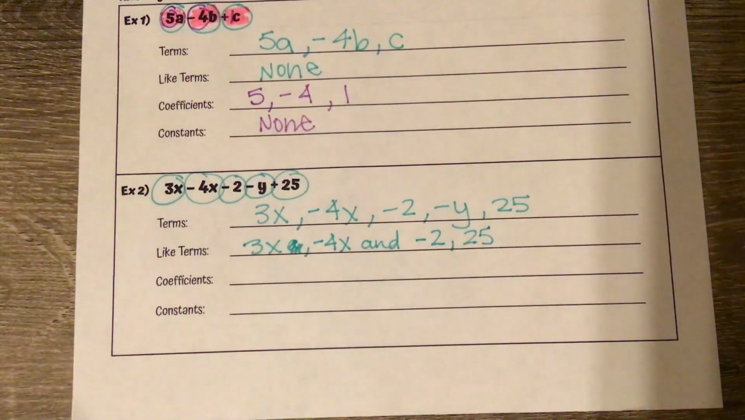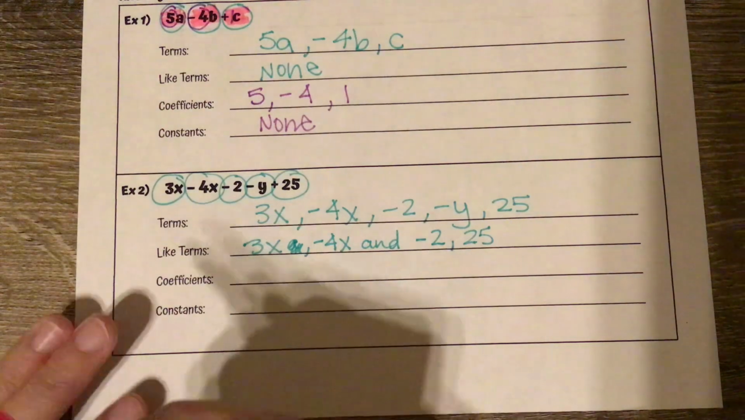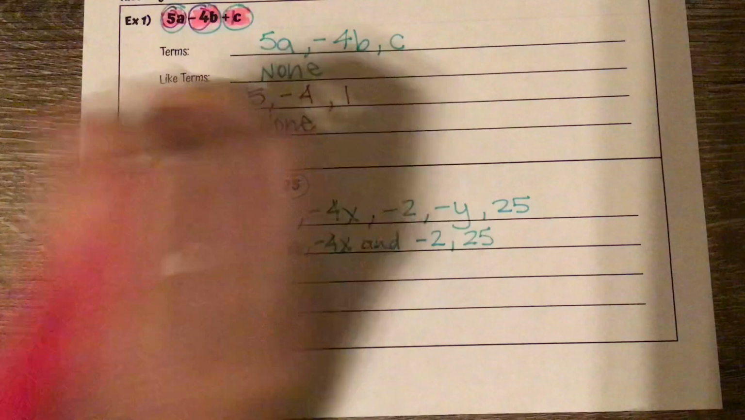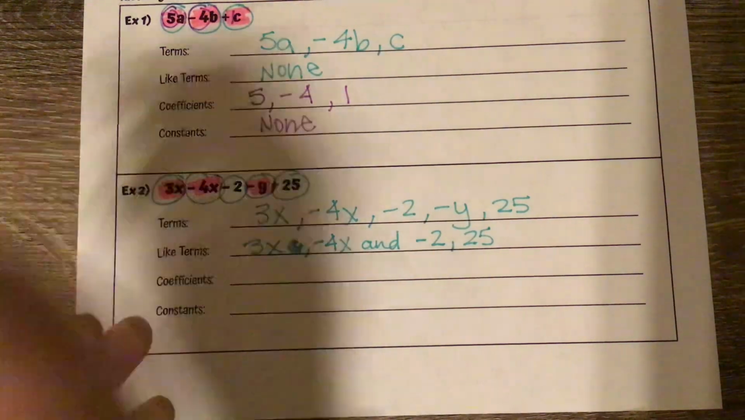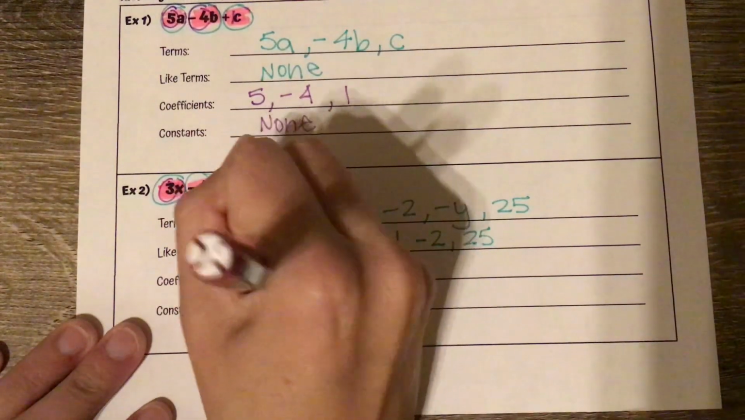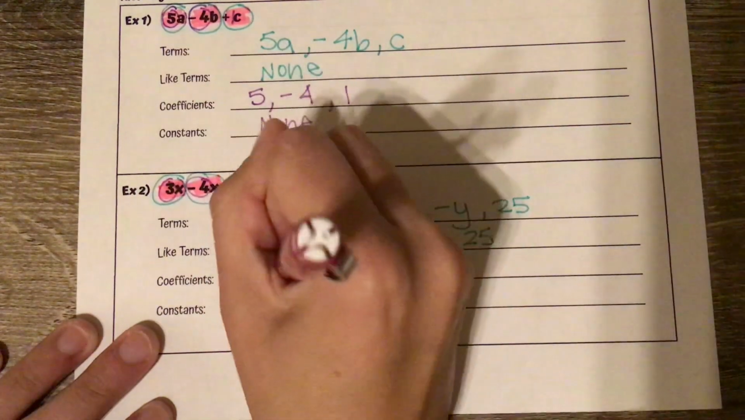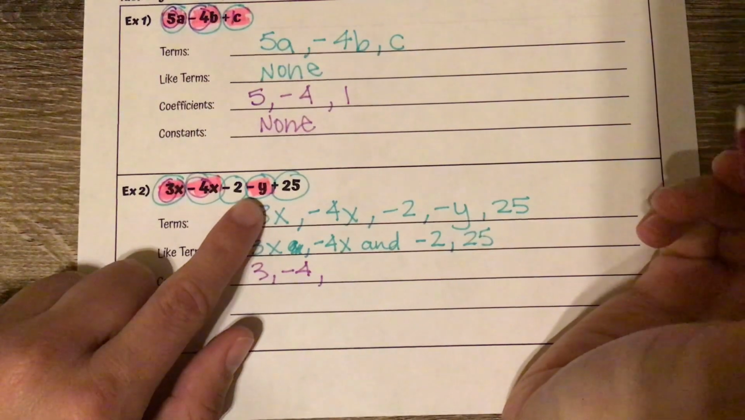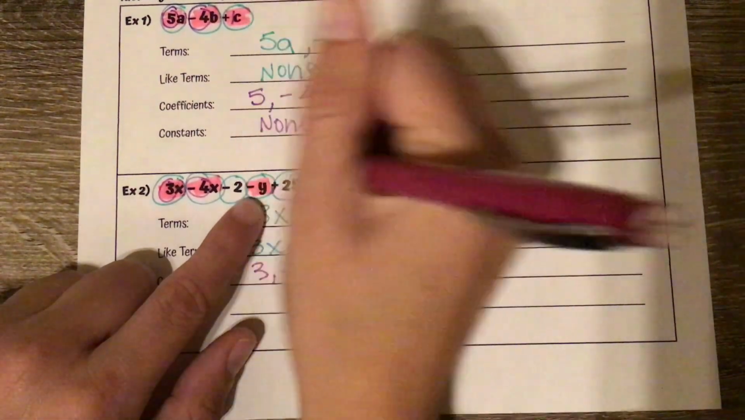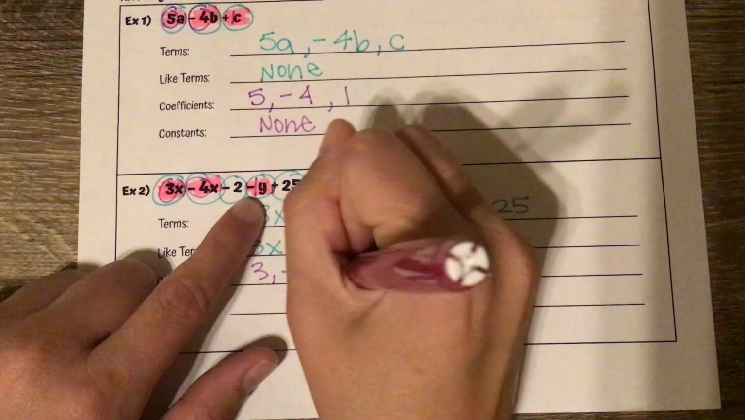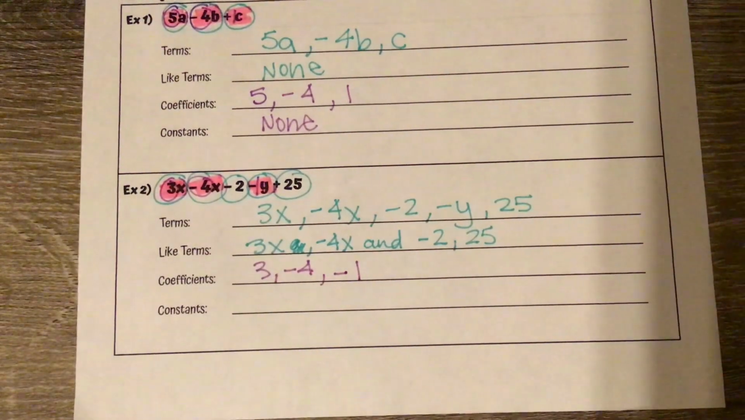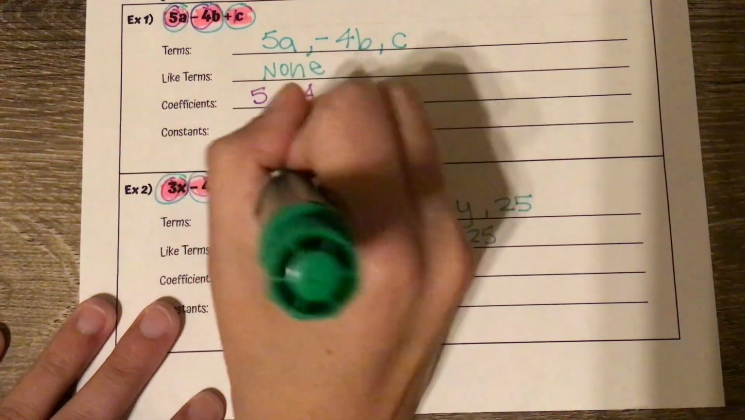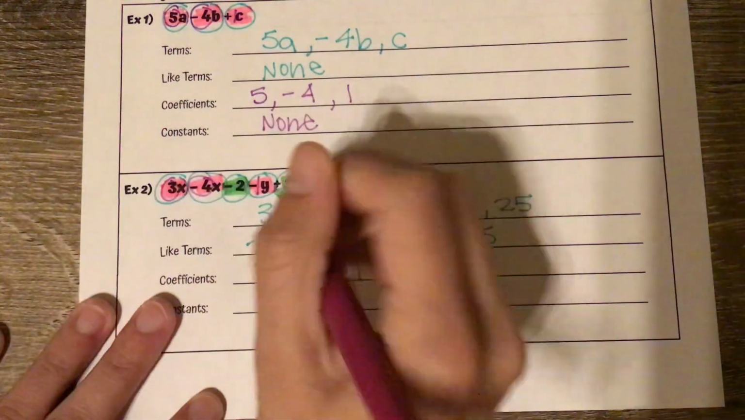Our coefficient, we are looking at those that have variables. So these have variables, this has a variable, this has a variable. So the number that goes with it, there are 3 x's, there are -4 x's, and there's -y. It doesn't mean -y we write down. It doesn't mean 0. There's -1y. And then our constants are just our numbers. We have -2 and +25.